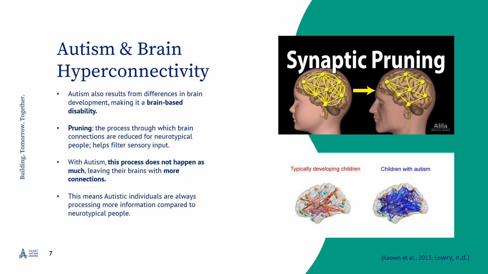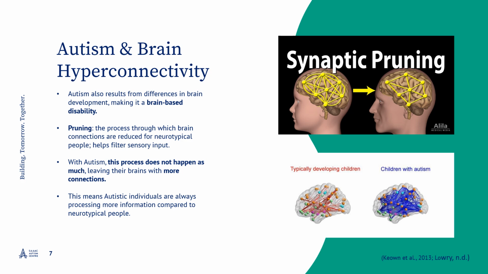Autism also results from differences in brain development, making it a brain-based disability. In neurotypical people, the brain goes through a process known as pruning, which is the reduction of connections to help filter out irrelevant sensory input. This is illustrated on the top right of the screen. You can see the brain on the left has more connections, and after going through a process of pruning, the brain has less connections. With autism, however, this process does not happen as much, leaving the brain with more connections. This is illustrated on the bottom right of the screen.